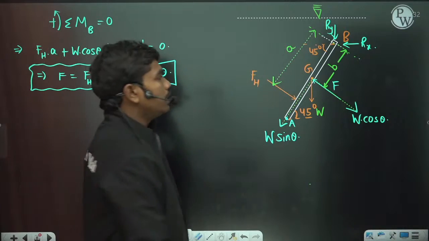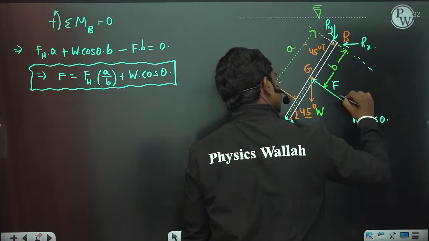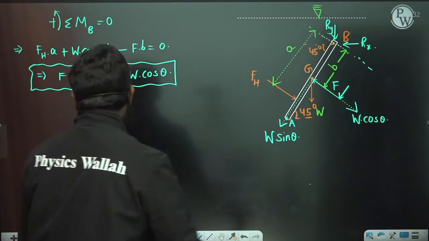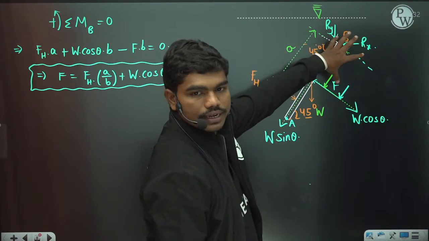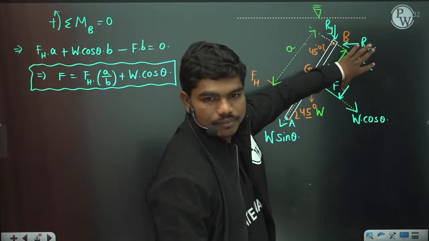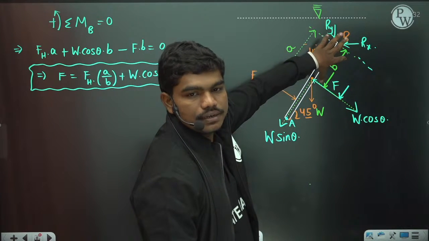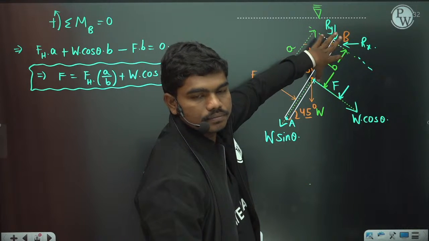Now tell me one thing, if this is a plate of length L, can you tell me what this length B is? If this total plate is of length L, what is this length L? It is not given, but let us suppose this length is known. If this total length is known, can you tell me the value of this B? Please tell me, what is the value of this B?